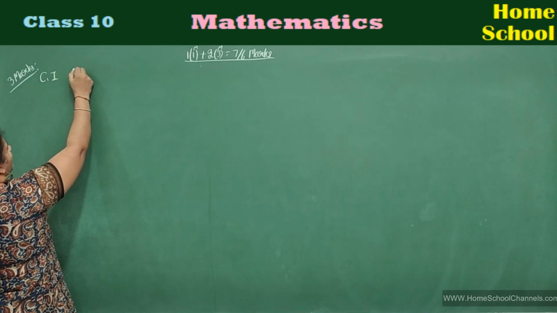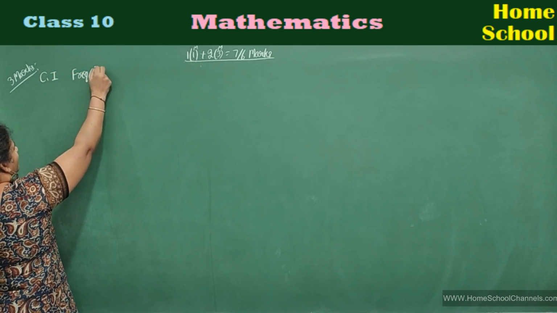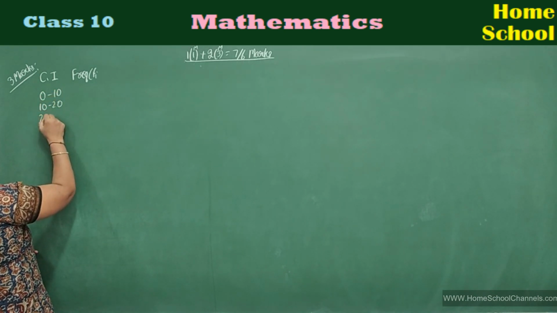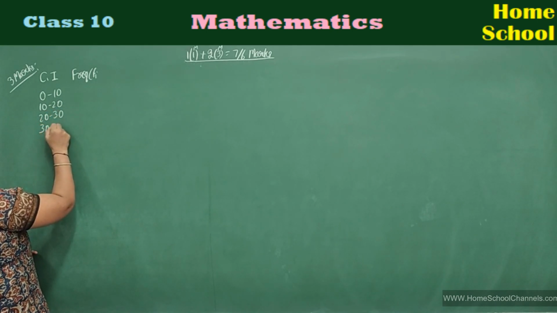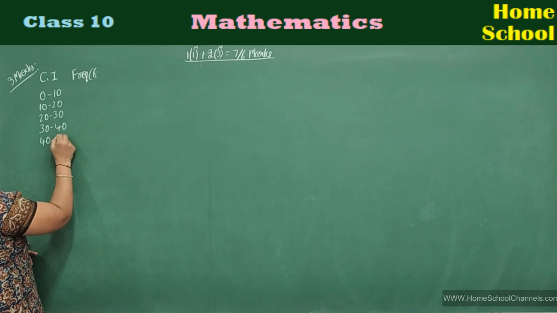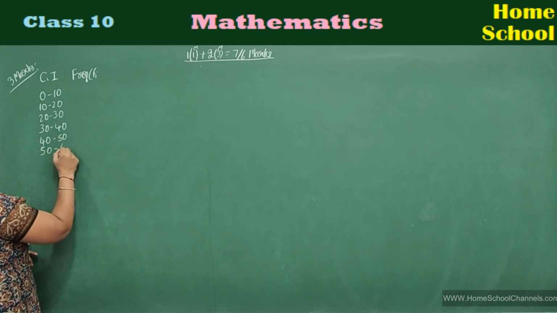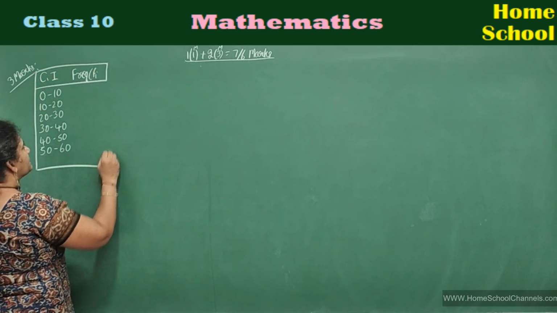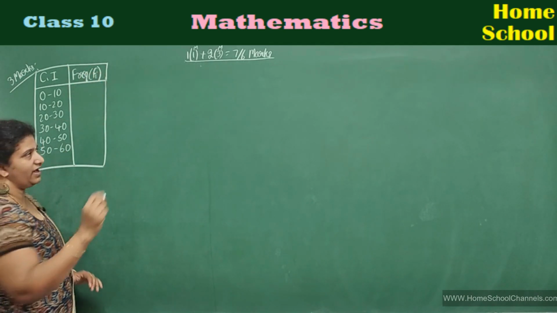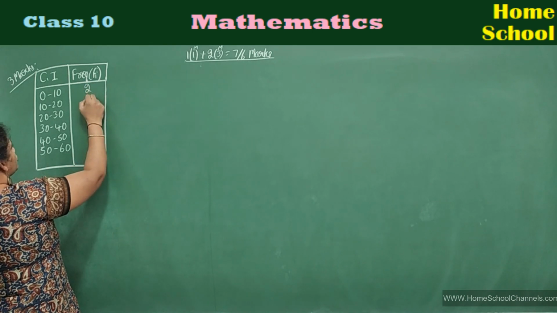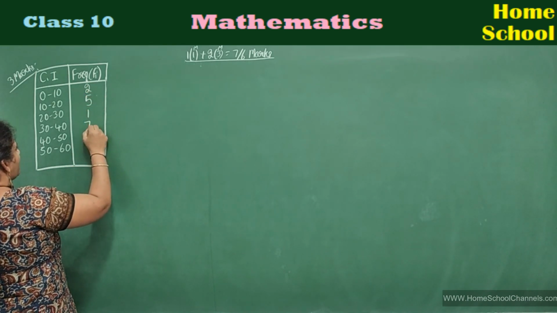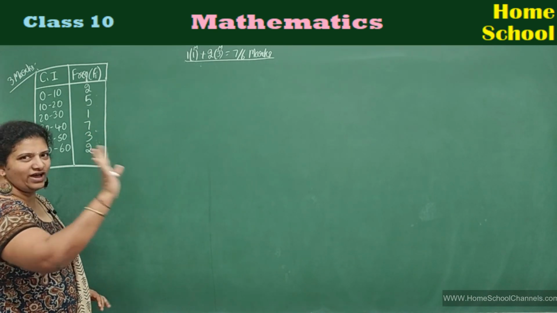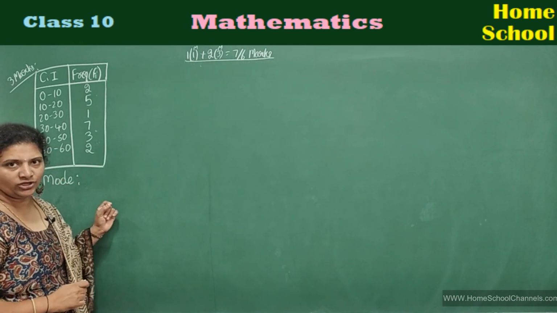Class interval and frequency fi: 0 to 10, 10 to 20, 20 to 30, 30 to 40, 40 to 50, 50 to 60. Frequency fi: let me take the frequencies 2, 5, 1, 7, 3, 2. Only with this one problem we are going to do all 5 methods in statistics. First we are going to calculate mode.